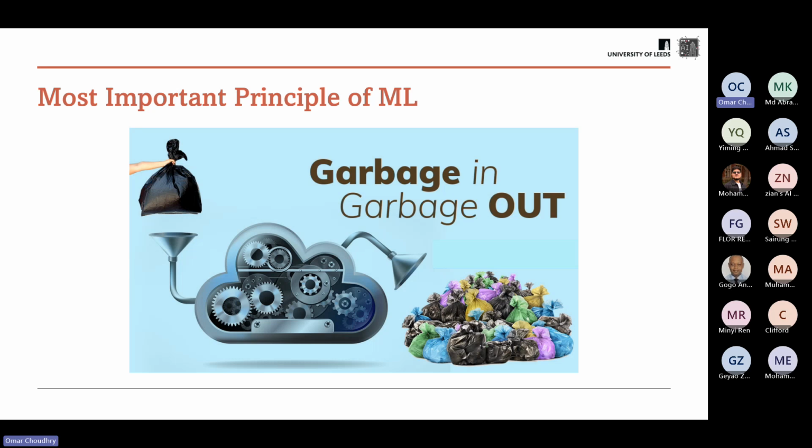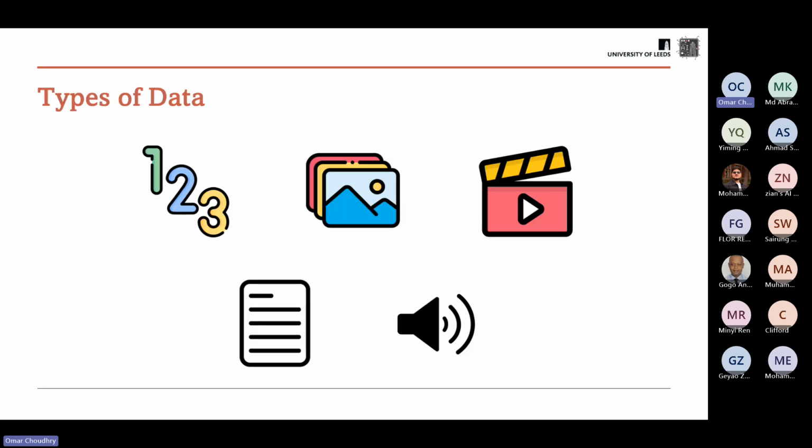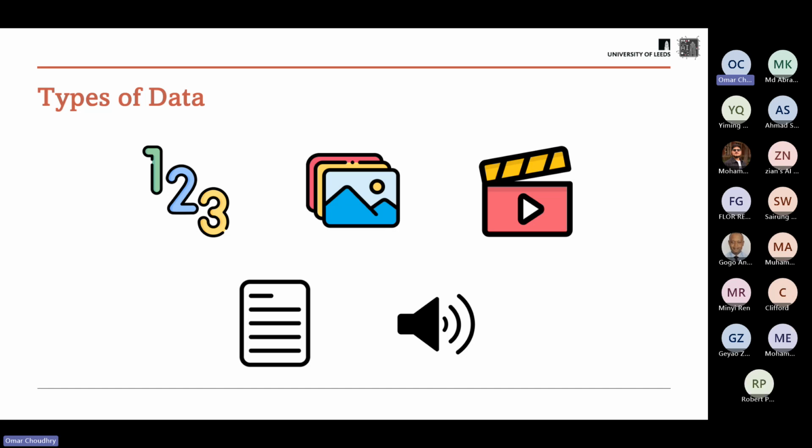And obviously, it's more than just whether the data is the correct type. It's also to do with how we can process it. So let's talk about the different types of data. You have numerical data, pictures, videos, text, and audio. And these are very broad categories for what data can be.